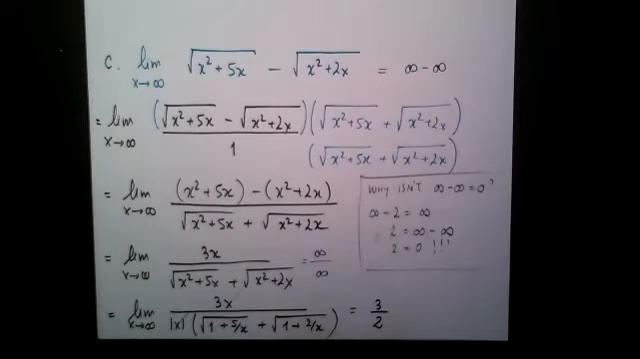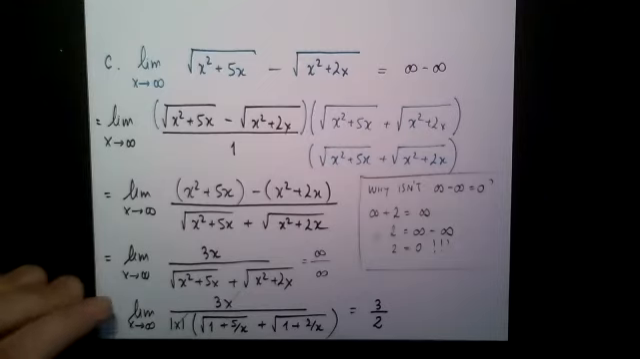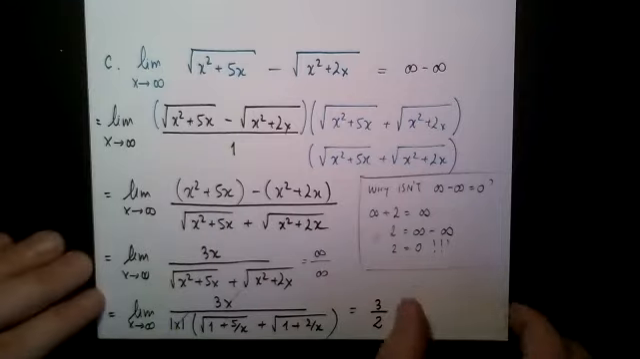Sir, could you explain why we pulled out the x here? Because if you remember, that was the method to evaluate limits at infinity when you had square roots. You pull out the maximum exponent from the denominator, the top degree. Oh, okay. Remember? Okay, let's go.